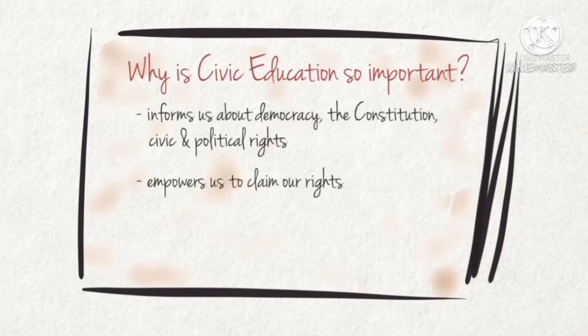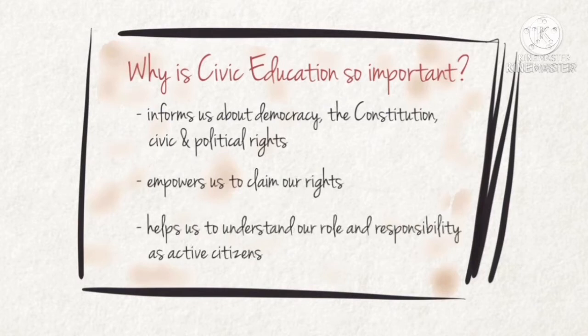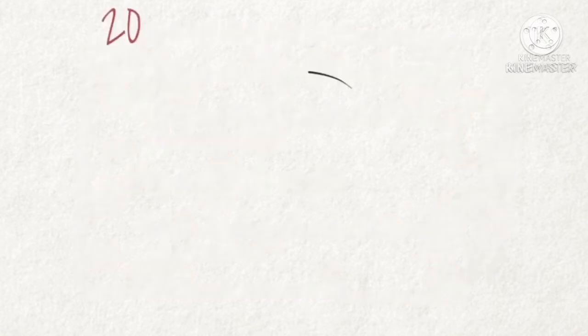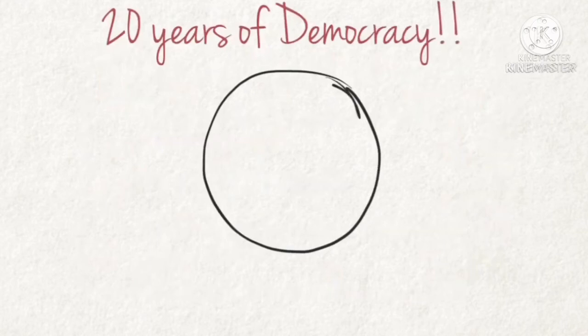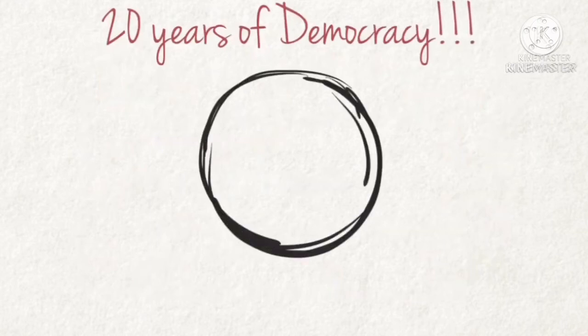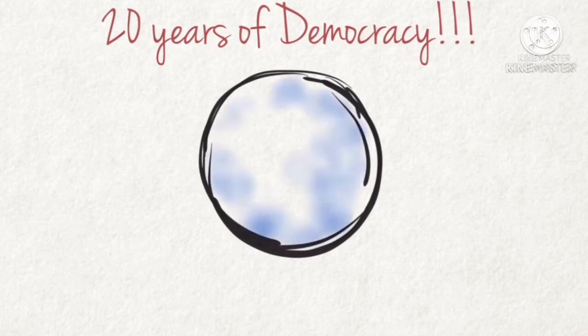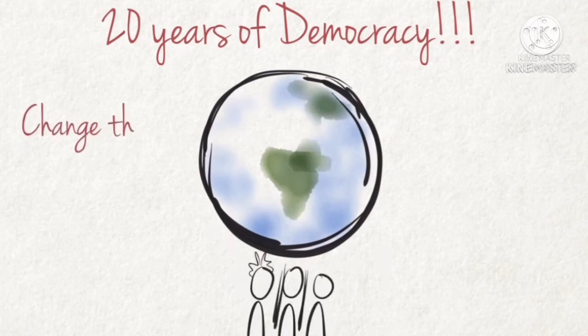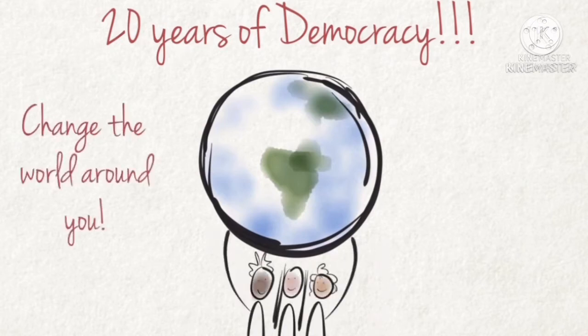Nigeria has had democracy for over 20 years, so we need civic education to know how we can use the political system to better our lives. It helps our lives to be better. Civic education empowers you to change the world around you for the better. So it's very important you know all the rights and responsibilities as a citizen.